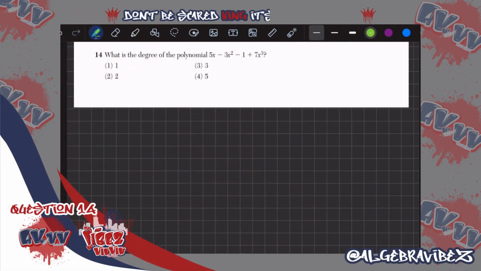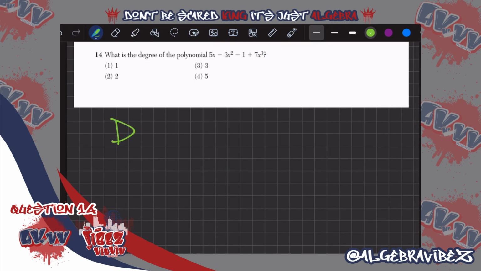All right, what up, everybody? Welcome to question 14. What is the degree of the polynomial 5x minus 3x squared minus 1 plus 7x cubed? Now, you could take this time and rearrange all of this if you want, but there's really no point in doing that.